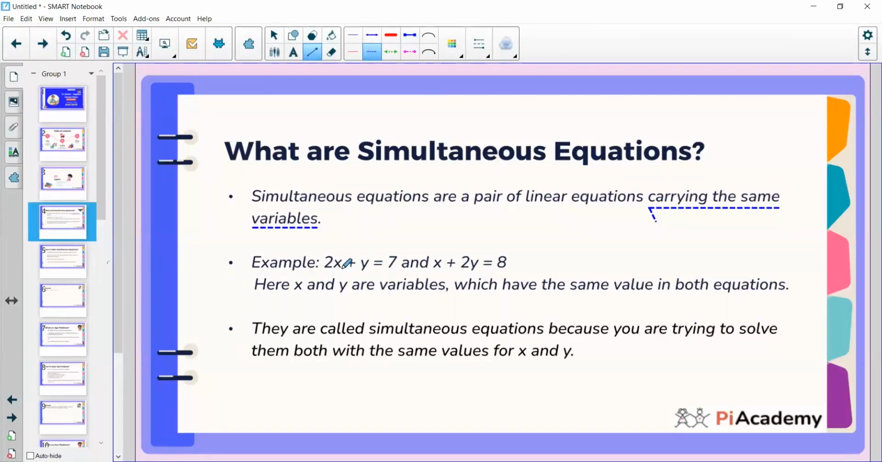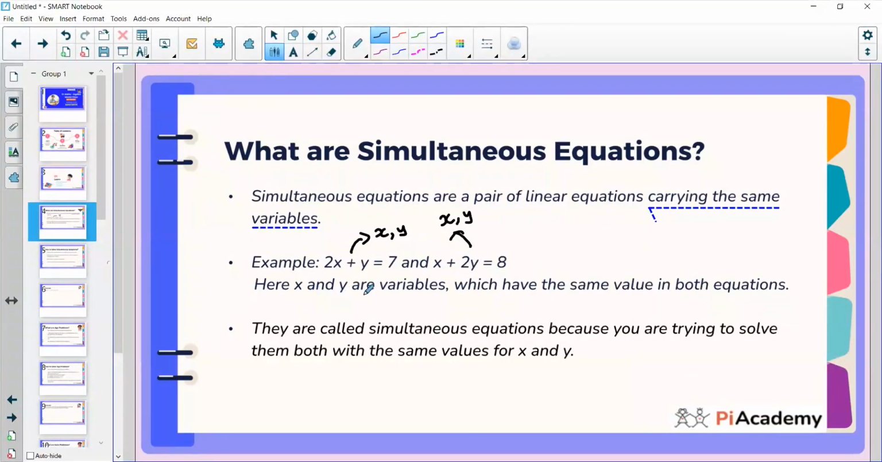As you can see in this example, 2x plus y equals 7 is one linear equation, and x plus 2y is 8 is another linear equation. This equation has x and y as the variables, and this equation also has x and y as the variables. The reason these two are simultaneous equations is because these equations carry the same values. That means if the x for this one is 2, the x would be 2 for this equation as well. So a pair of linear equations carrying the same variables are termed simultaneous equations.